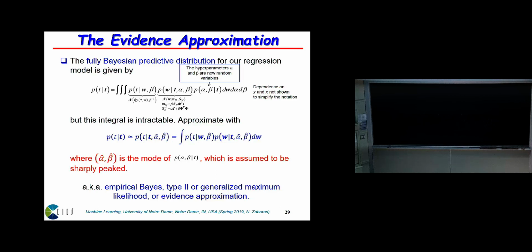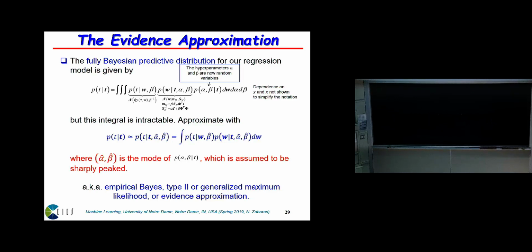If we're going to have a full predictive distribution, we're going to make alpha and beta random variables. So really, you're going to need to integrate out the posterior of alpha and beta given the training data, and the integration is going to be over the regression coefficients and over alpha and beta. We already have said that this is a very complicated thing to do, not just in this problem, but in many settings.